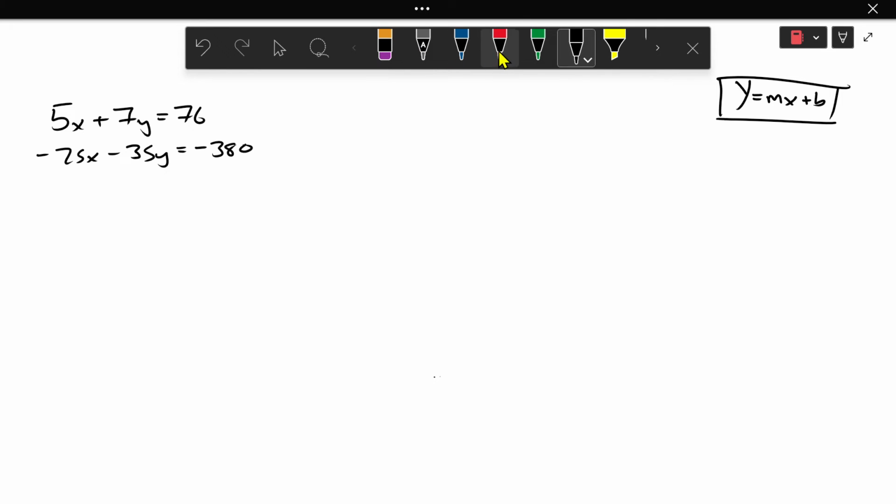So here are our two equations again. Equation 1 and equation 2. So for equation 1, I'm going to go 7y equals negative, the 5 is going to go over there and become negative 5x plus 76. Divide everything by 7 to isolate for y.